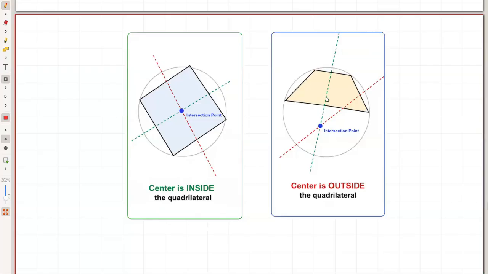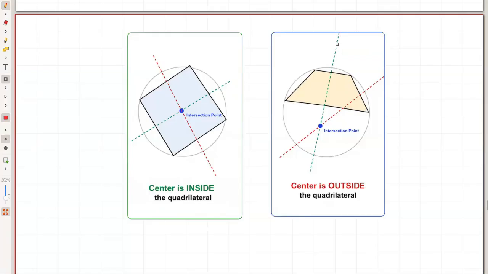How will you find the circumcenter? If the sides are given, we have to draw the perpendicular bisectors. You draw the perpendicular bisectors of the sides, and where they intersect, that is the center of the circle. Here it lies inside the quadrilateral.